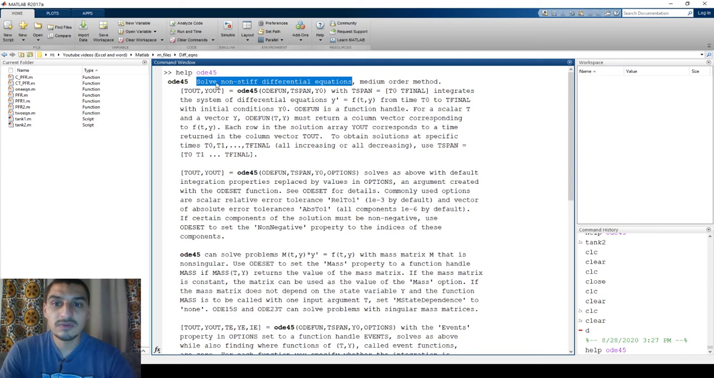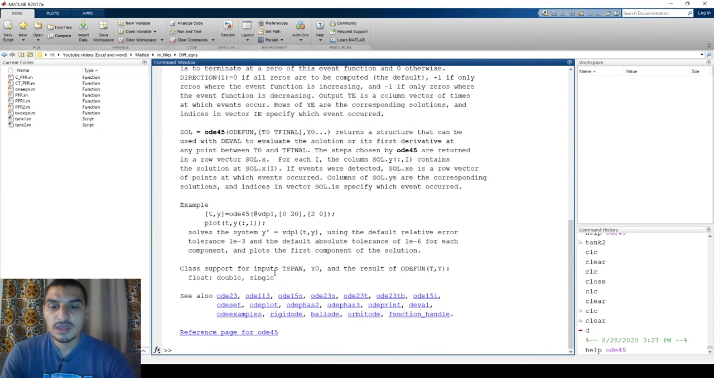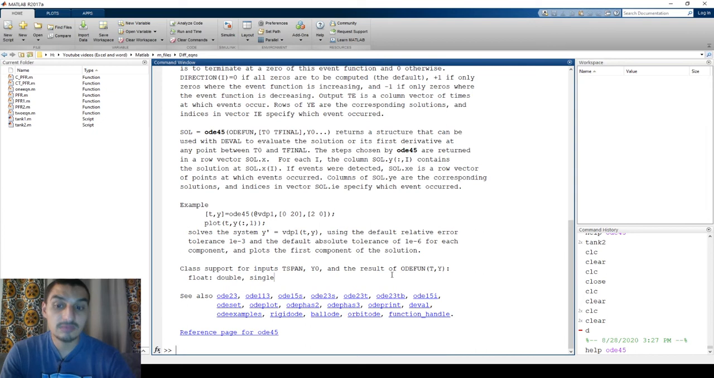This is solving non-stiff differential equations. All the information below is either information that we have already discussed before, or some information about the syntax or mathematics that is not the point of this video. But you would see here that MATLAB suggests some other functions that are similar to ODE45.